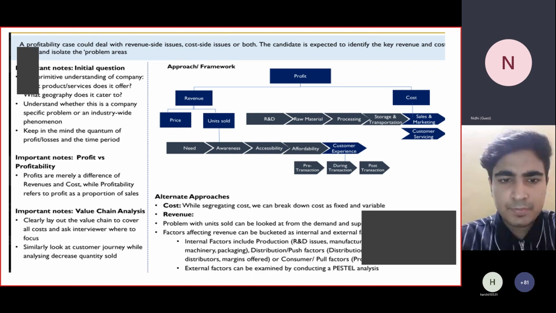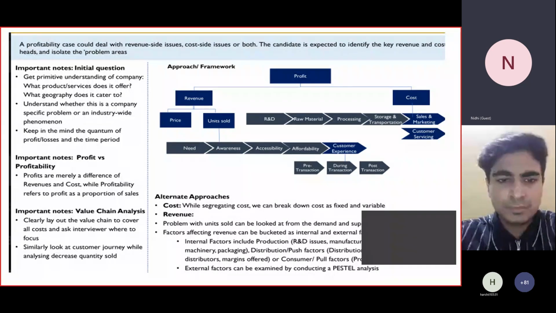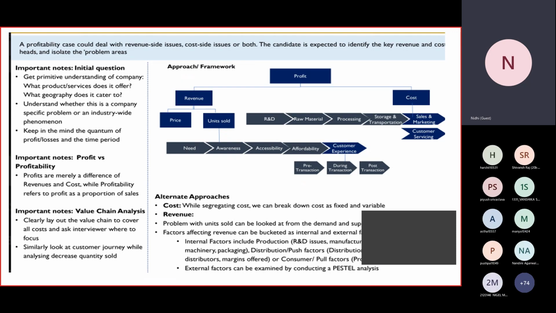So how should we start with such kind of questions? We need to understand what the company is all about. As I mentioned, it is a one-liner question. You have not been given any information about the company, so you need to know everything. You'll start by asking questions regarding the company: get a primitive understanding of what exactly the company is about, what kind of products and services they are offering, and what geography they are catering to. Is it specifically in India, or are they operating outside, or some such questions. You need to have a good understanding of the company.